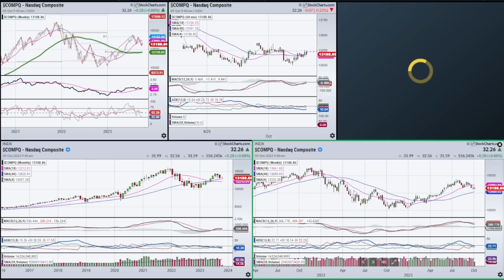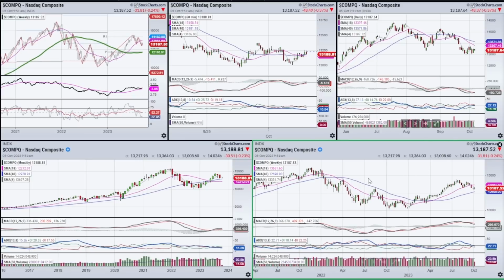So let's just look at the Nasdaq. The FNGS is just a subset of the Nasdaq, right? And you can do the same thing with the QQQ.